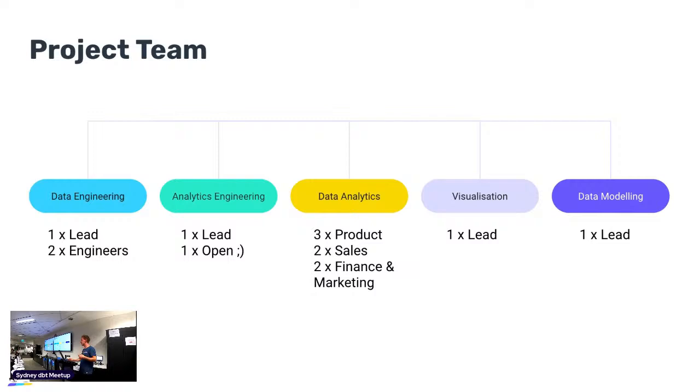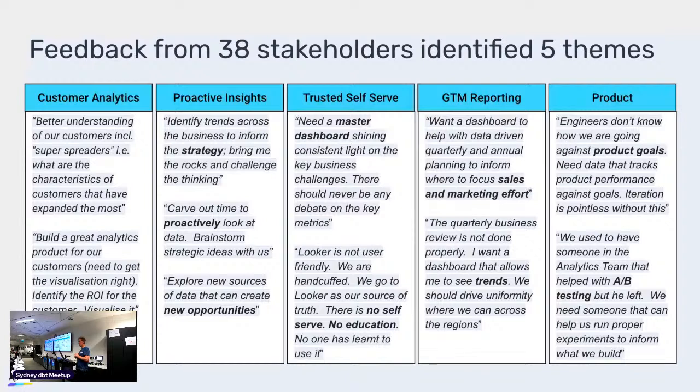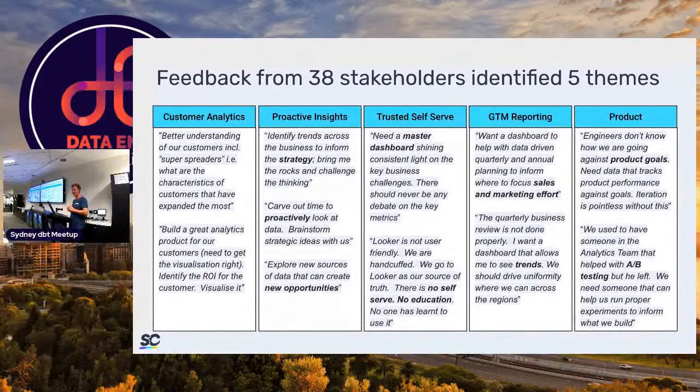So this is the team that worked on this project over 7 months. Just before we started the project, our VP went around and spoke to 38 different stakeholders, and we got a bunch of different feedback, and none of it was particularly good. Most of it was pretty bad, actually, which is fair. But essentially, we identified 5 key themes, and this really informed our requirements building and really motivated us.